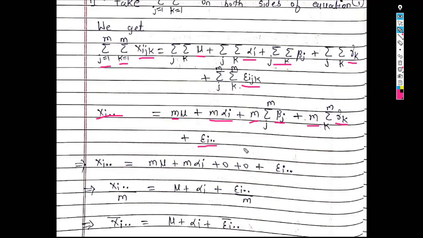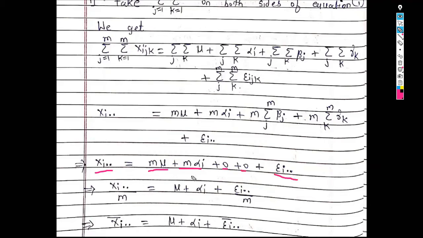So we know the assumptions of the LST model. Our first assumption is that the summation over j of beta j is 0, and the second assumption is that the summation over k of gamma k is also 0. So in the next step we get x i dot dot equals m into mu plus m into alpha i, and these two terms we get 0. So here we have 0 plus 0 plus the last term, epsilon i dot dot.